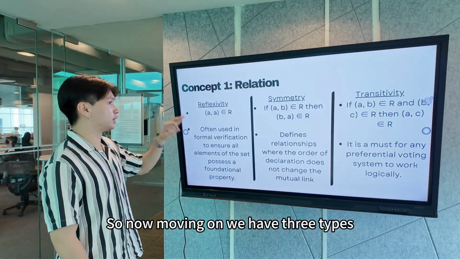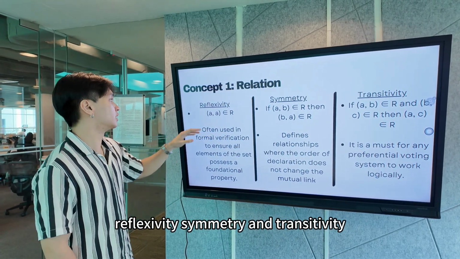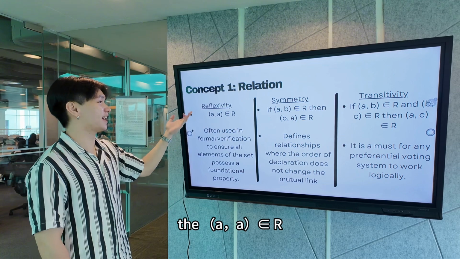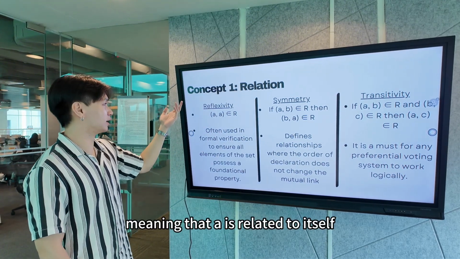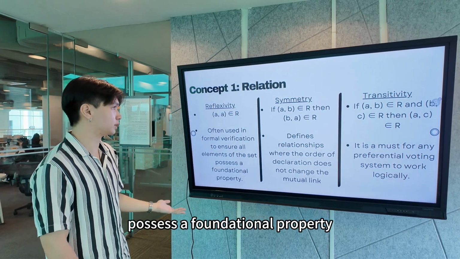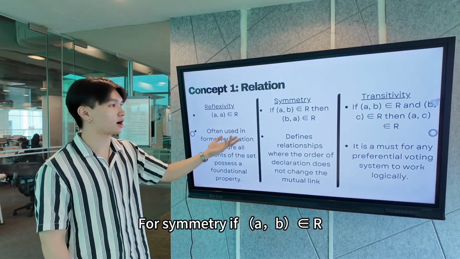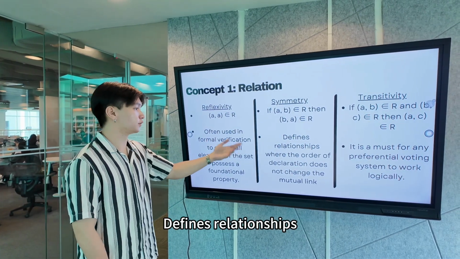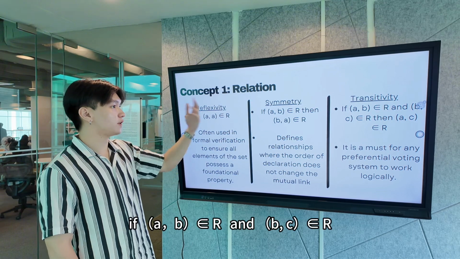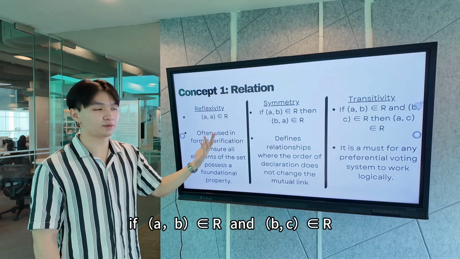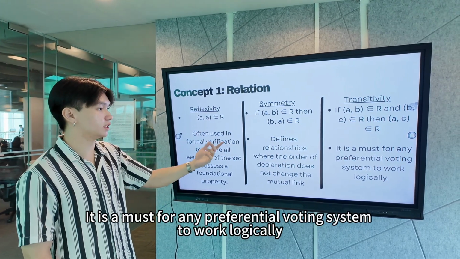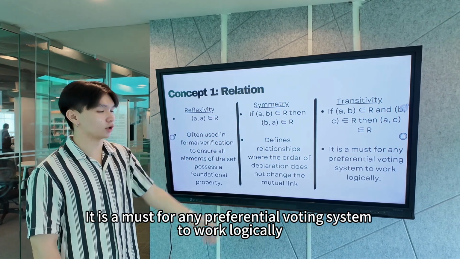So now moving on, we have three types: reflexivity, symmetry, and transitivity. For reflexivity, the pair (A, A) is in set R, meaning that A is related to itself. Often used in formal verification to ensure all elements of the set possess a foundational property. For symmetry, if (A, B) is in set R, then (B, A) is in set R as well. It defines relationships where the order of declaration does not change the mutual link. For transitivity, if (A, B) is in set R and (B, C) is in set R as well, then (A, C) will also be in set R. It is a must for any preferential voting system to work logically.